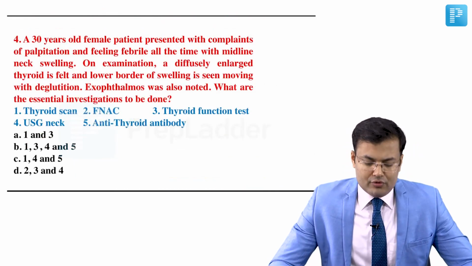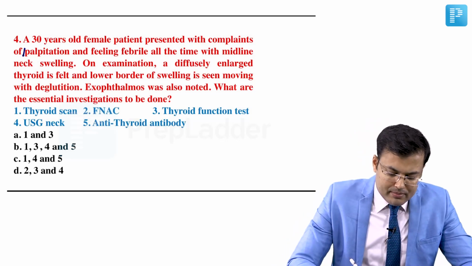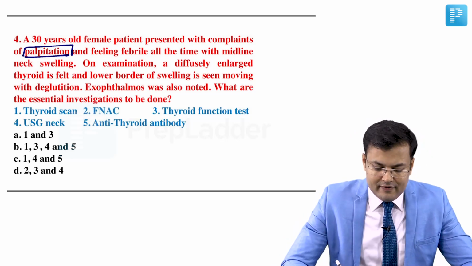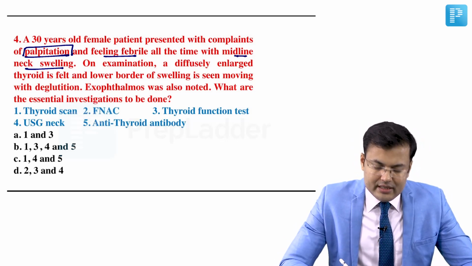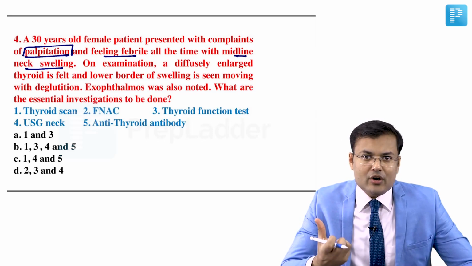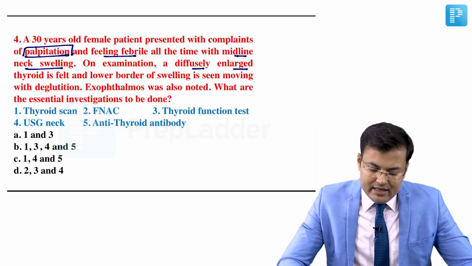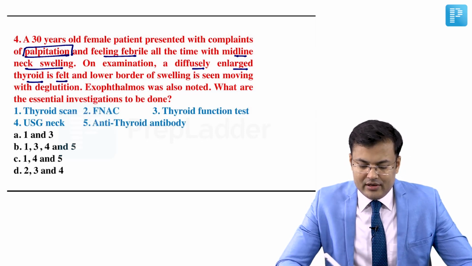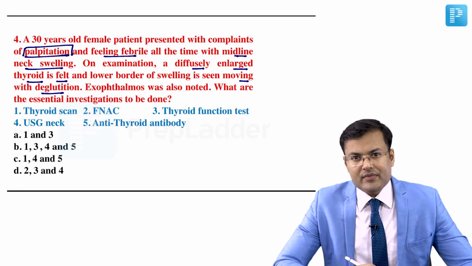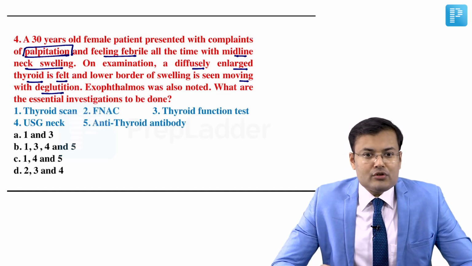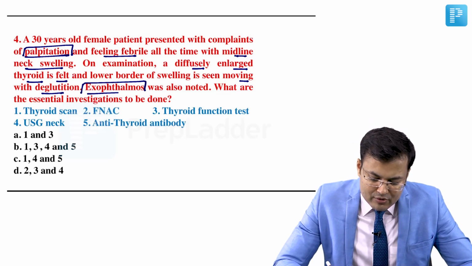Now see the question number 4. A 30-year-old female presented with complaints of what? Palpitation. What else? Feeling febrile all the time. There is a midline neck swelling. So there is swelling of thyroid with palpitation. On examination, diffusely enlarged thyroid is felt. Lower border of swelling is seen moving with deglutition. Okay, so it is actually diffuse toxic goiter. Another finding, there was exophthalmos.